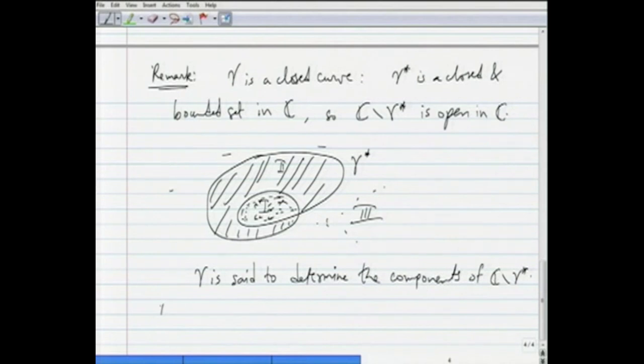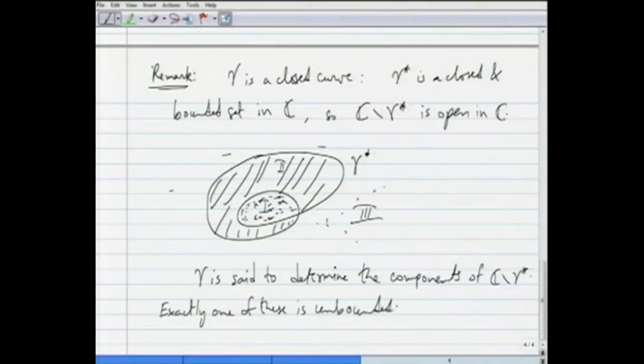And exactly one of these is unbounded. Of course, it is a compact set. So, gamma star is a compact set in C, the complement of it will contain some points which have very large modulus, because a compact set is bounded. So, you take a point which is very far off from the origin in terms of modulus, and then you take the connected component containing it, and it is exactly one because you are collecting the connected component containing points which have very large modulus.